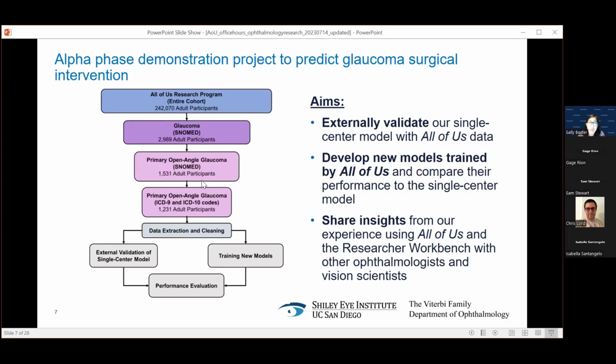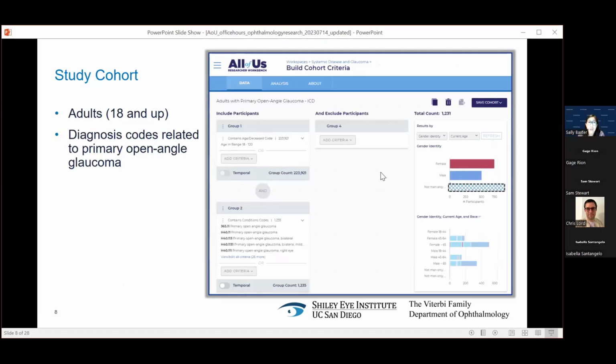And we narrowed down our study cohort based on diagnosis codes. And again, the idea was to validate our single center model as well as train models and do some performance evaluation across those. So I do have some screenshots from the Researcher Workbench. I don't know if everybody here has had experience working with it already, but in some of the sessions that I've done, it has been helpful for people to see what the interface actually looks like and how to work with it.